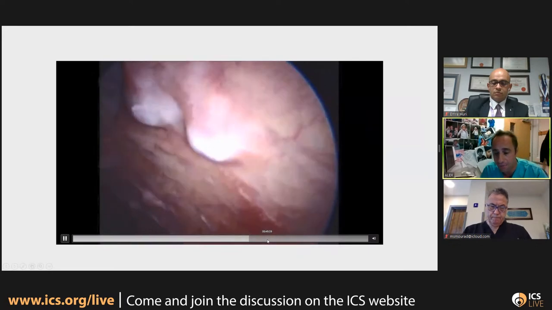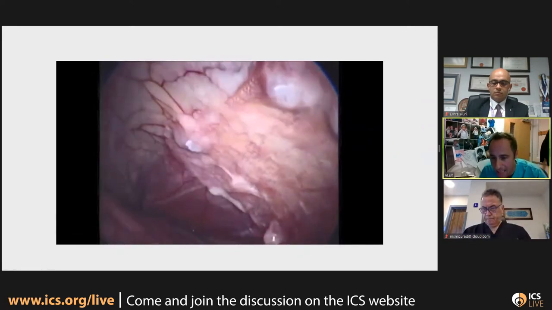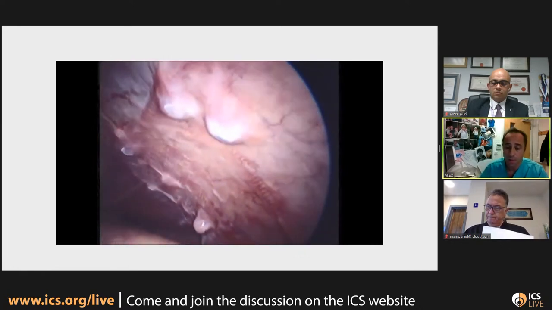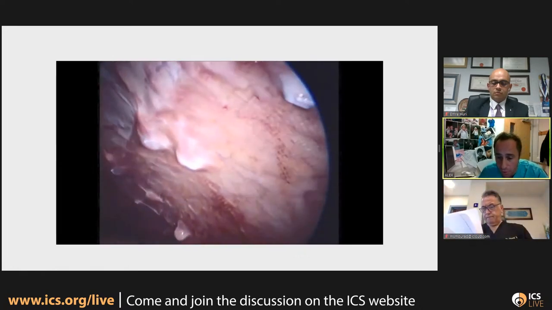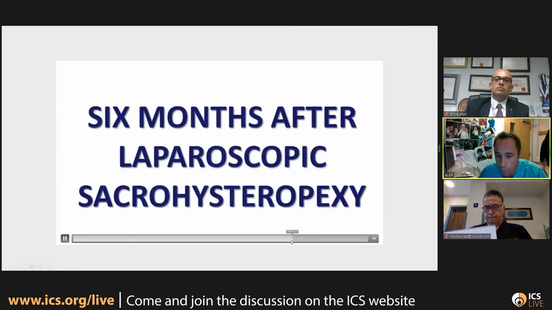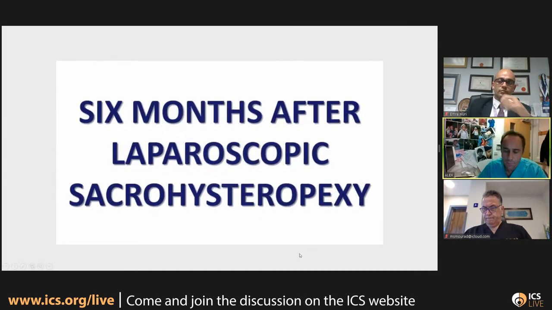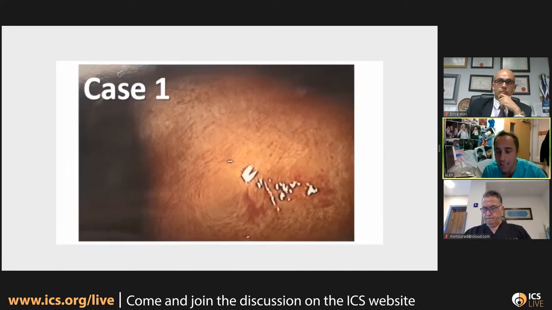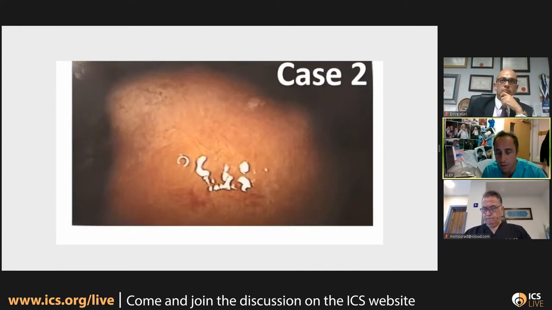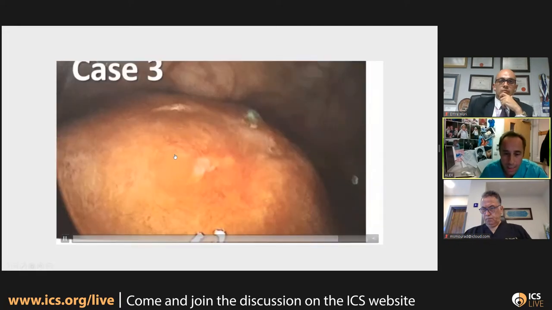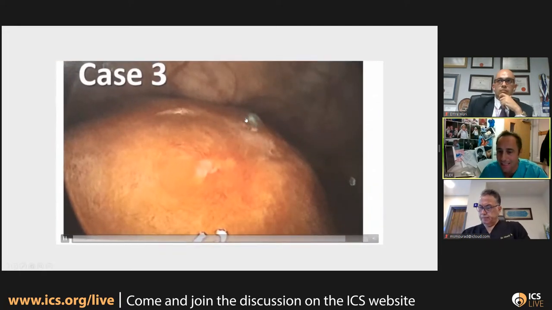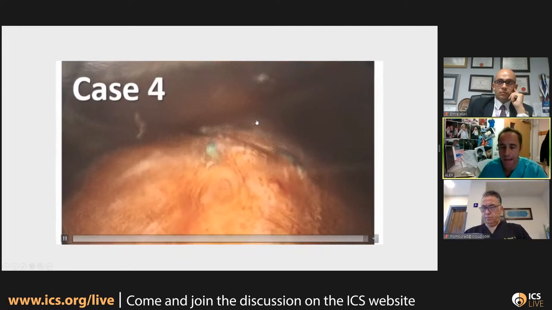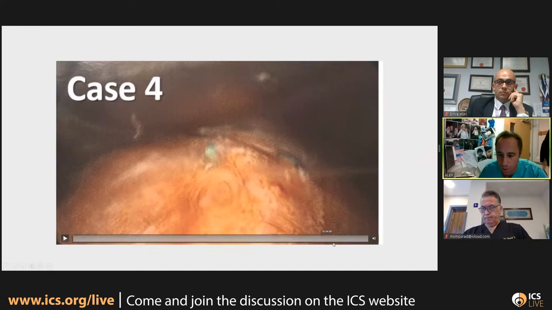I did the same thing on some patients of mine that I treated with the laparoscopic sacral hysteropexy. I did a laparoscopy on a few of them because some of them were reporting pain. As you can see, this is the uterus. You cannot even see the mesh on top of the uterus. This is the second case. You can see the protac here. And again, here you can see the suture, the stitch that I used to suspend the mesh, to attach the mesh on the uterus.